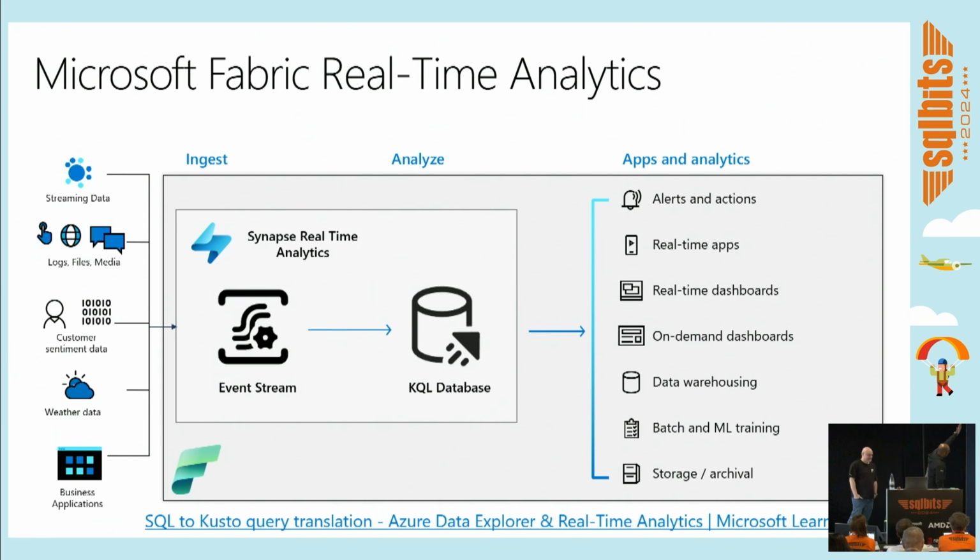Anyway, so we got these sources, and we stream the data in and use this thing called an event stream. And this event stream lands the data in the KQL database. And guess what? It's Parquet files. Shocking. Everything is Parquet files. And then you could use Data Activator to set up real-time alerts. You can query the KQL database, and you can do things like this. And so let's get a demo.